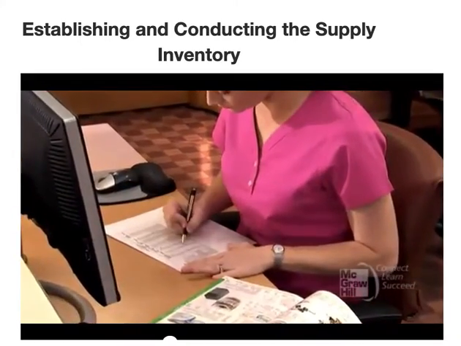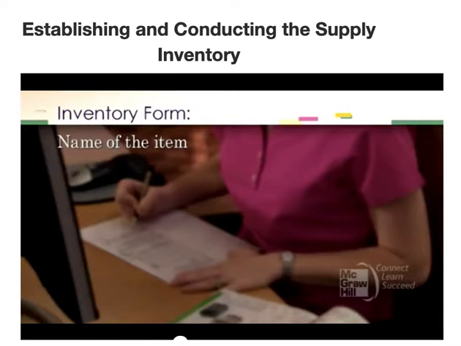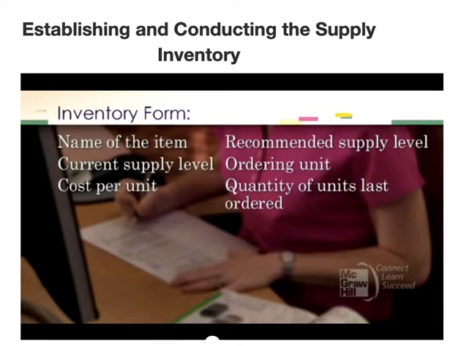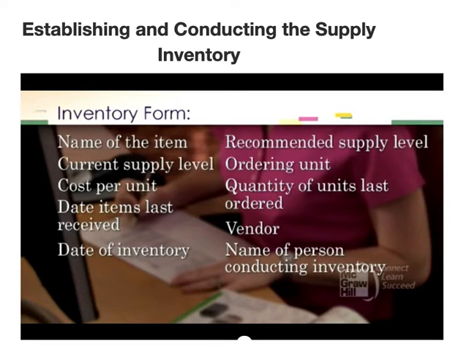In either case, the form should contain the following information: the name of the item, the recommended supply level, the current supply level, the ordering unit, for example, 1 box, the cost per unit, the quantity of units last ordered, the date the items were last received, the vendor who supplies the item, the date of this inventory, and the name or initials of the person conducting the inventory.